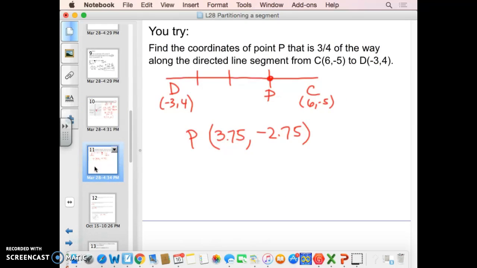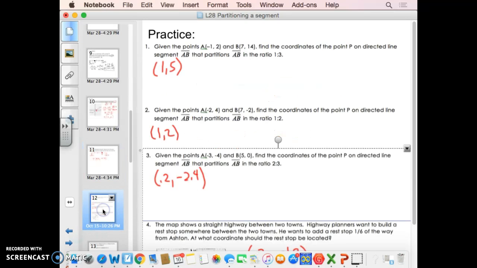You got to be careful for this one because they gave you the letter C first, and C comes before D in the alphabet, but this is a tricky one. 6 is further down the line than -3, so when you drew the picture, D should have come first on your line. And then the practice problems, the answers are here, but you need to go ahead and show the work.